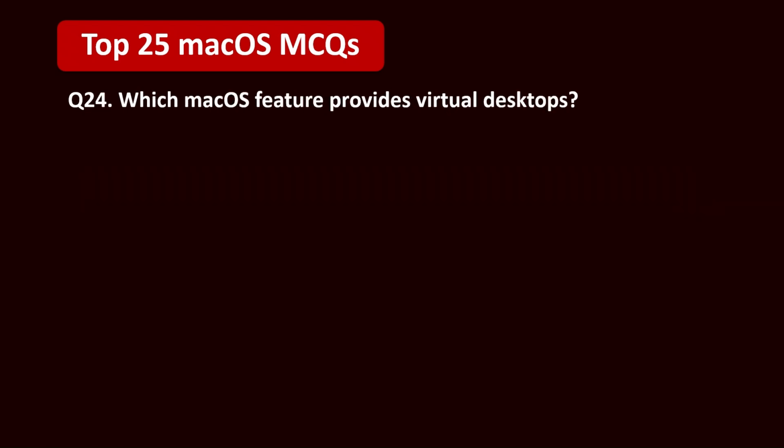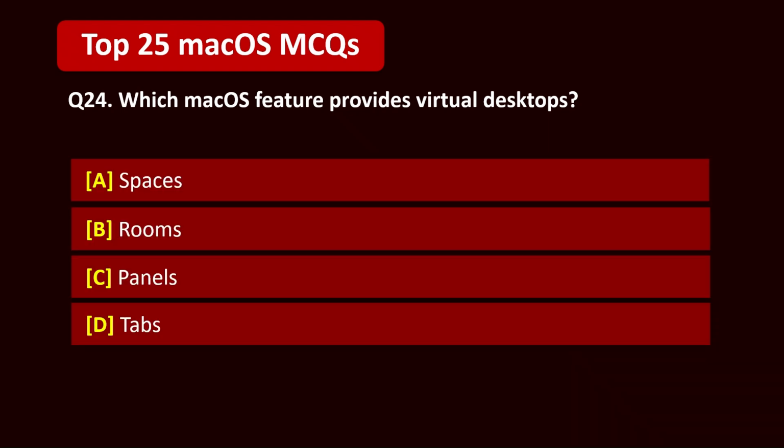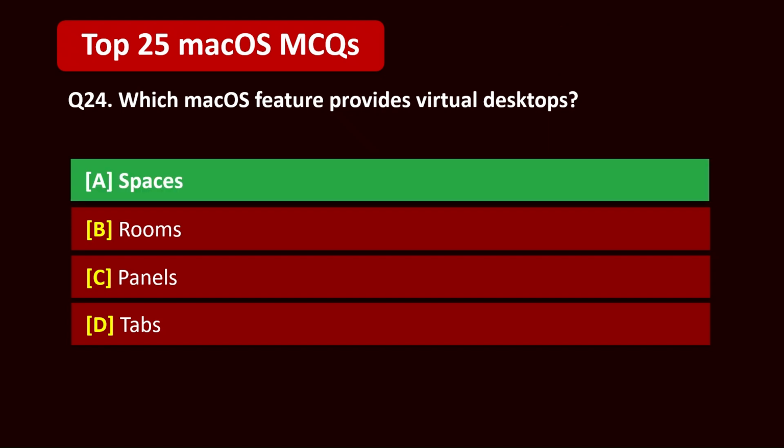Question 24. Which macOS feature provides virtual desktops? A. Spaces, B. Rooms, C. Panels, D. Tabs. 5, 4, 3, 2, 1. Correct answer is A. Spaces.